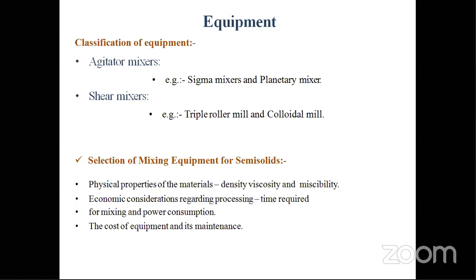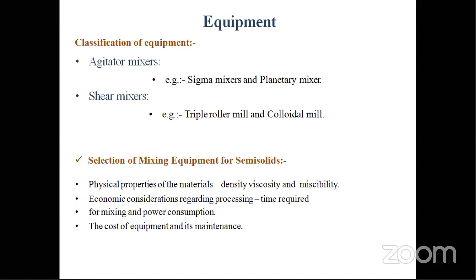So how do we select a mixing equipment for semi-solids? The selection of the mixing equipment is dependent on some parameters. What are the parameters? Physical properties of the materials. Physical properties of the material means the density, the viscosity, and the miscibility. Depending on the density, the viscosity, and the miscibility, we have to choose the equipment.